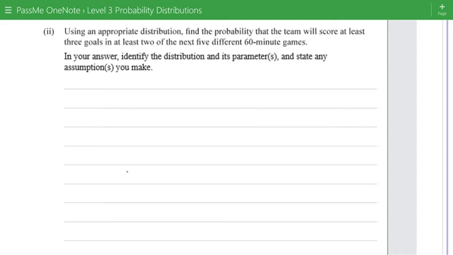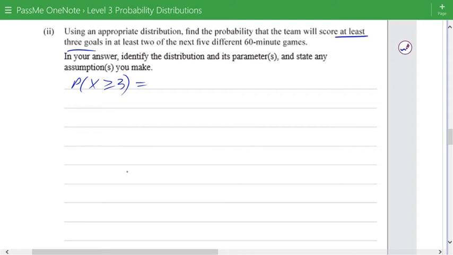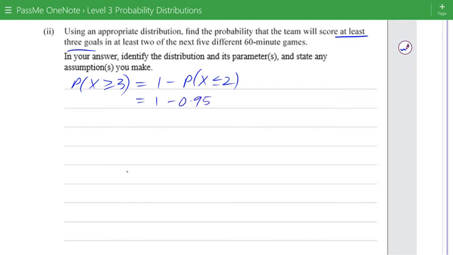So first of all, we'll deal with the bit at least 3 goals. So that's the probability that x is bigger than or equal to 3, and so that's going to be 1 minus the probability that x is smaller than or equal to 2. Now we worked that out in our last question, and it came out as 0.9526, and so the probability of getting 3 or more is 0.0474.